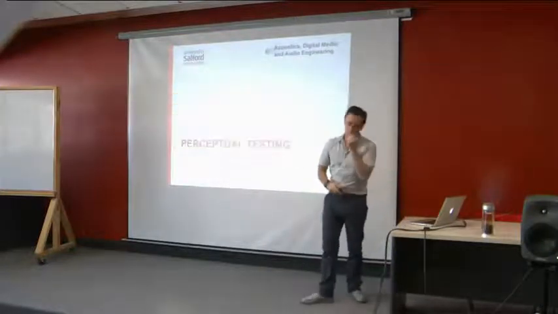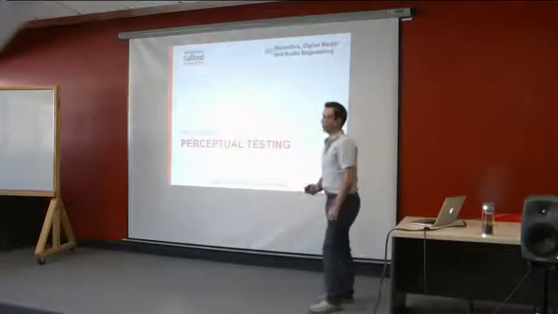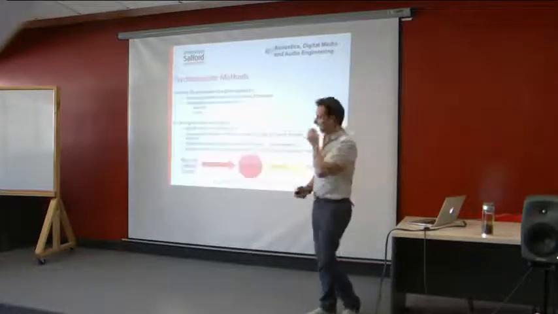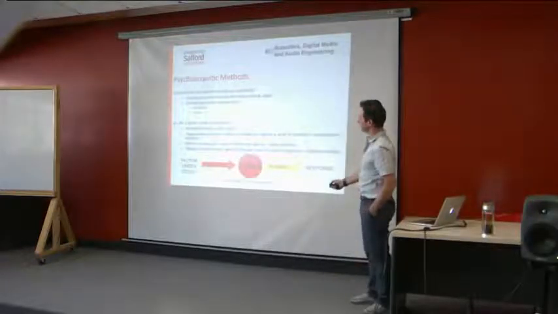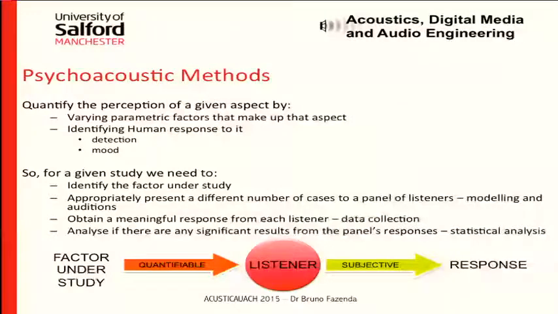Okay, so we'll start with some basic considerations when we talk about perceptual testing. And the first thing really is to sort of bring the idea that when we're doing perceptual testing, we're basically using the listener, us, usually humans, as a machine, a measuring machine. And what we do is we say we want to study something, we want to study a certain factor, and we can quantify that factor, we can say how much it is, and we can feed that to the subject, to the listener, at a certain level.